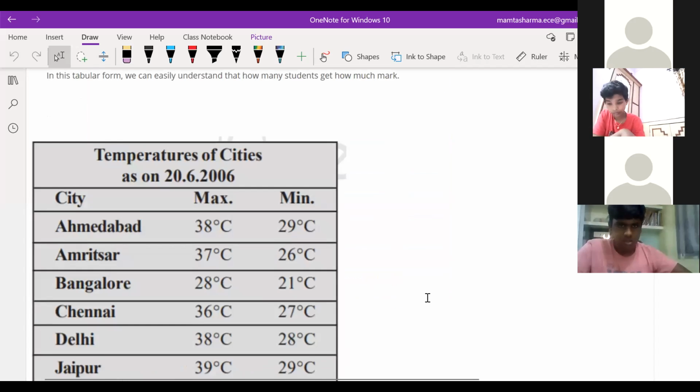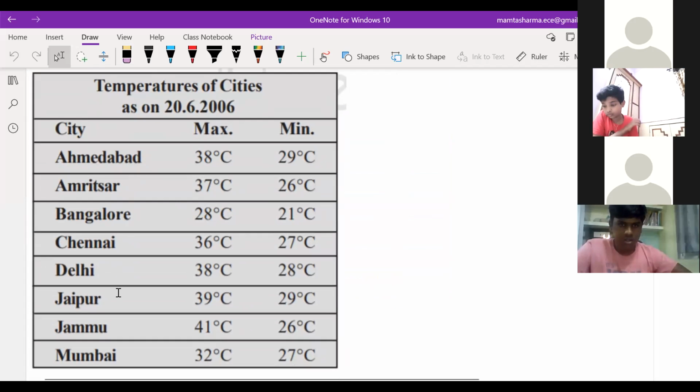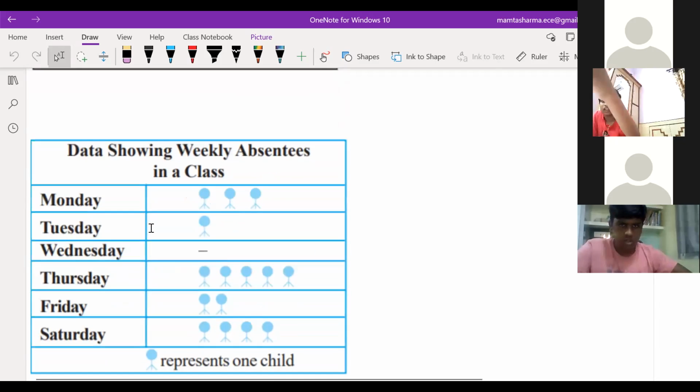Now see the temperature data. In one column, the name of the city has been listed, and correspondingly in the second and third columns, its maximum and minimum temperature has been given. So this table is representing temperature data of different cities, minimum temperature and maximum temperature. So this is the representation of data in tabular form. Correct?